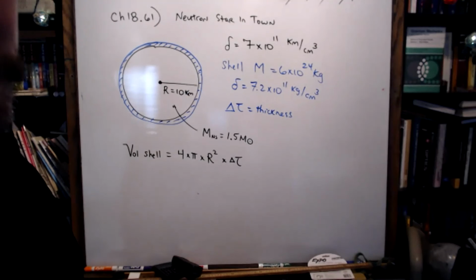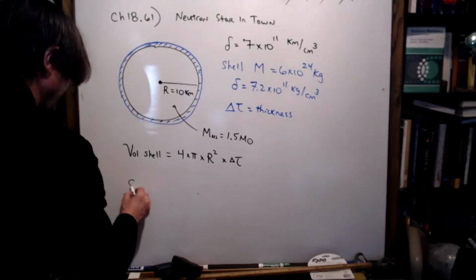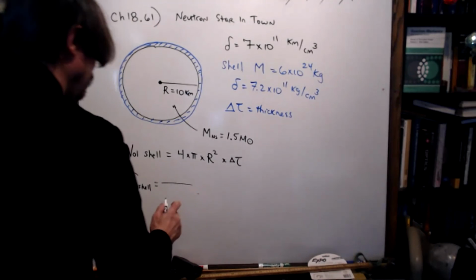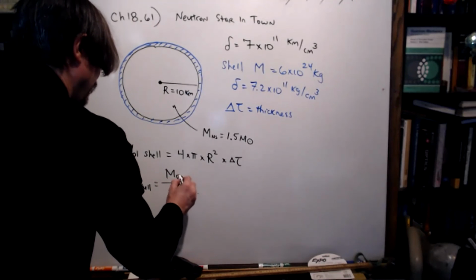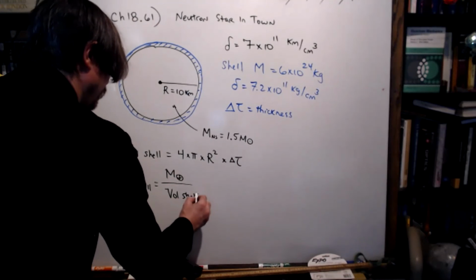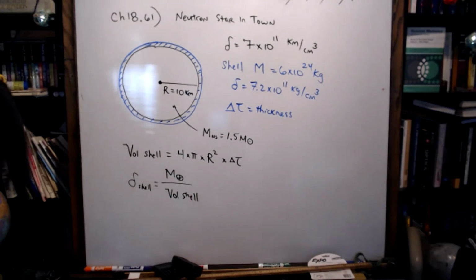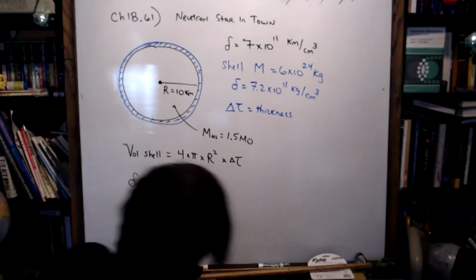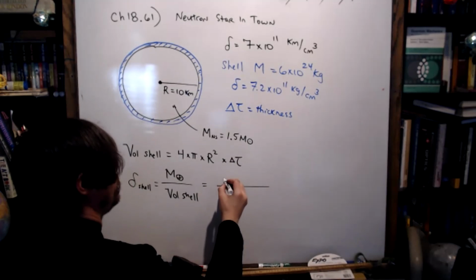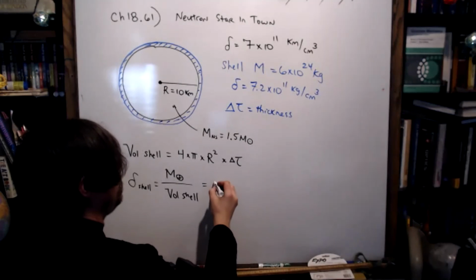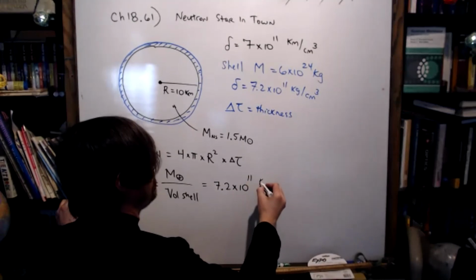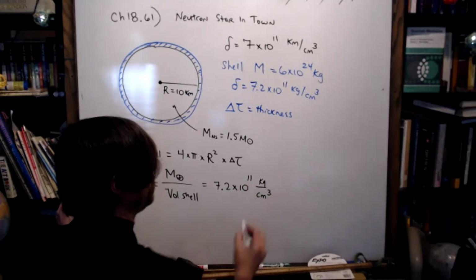Now, the way we're going to approach this is from the point of view of density. I know that the density of the shell is the same as the neutron star, but that the density of the shell is made by taking the mass of Earth and dividing it by the volume of the shell. And all of that has to equal 7.2 times 10 to the 11 kilograms per cubic centimeter.